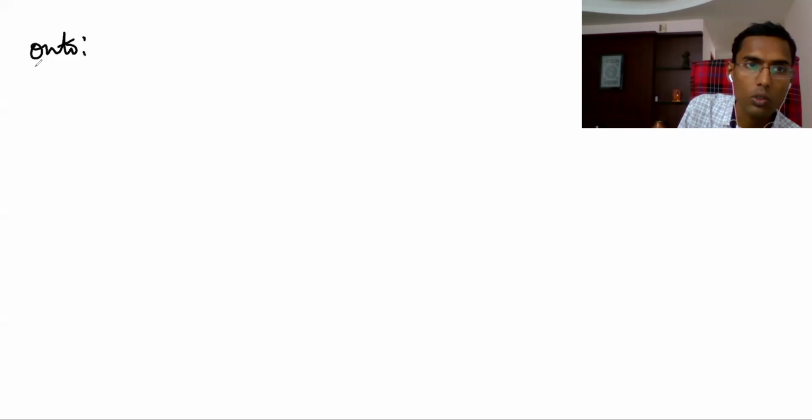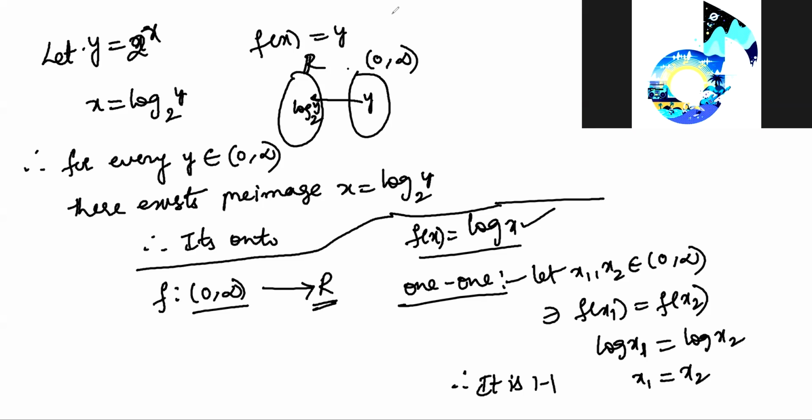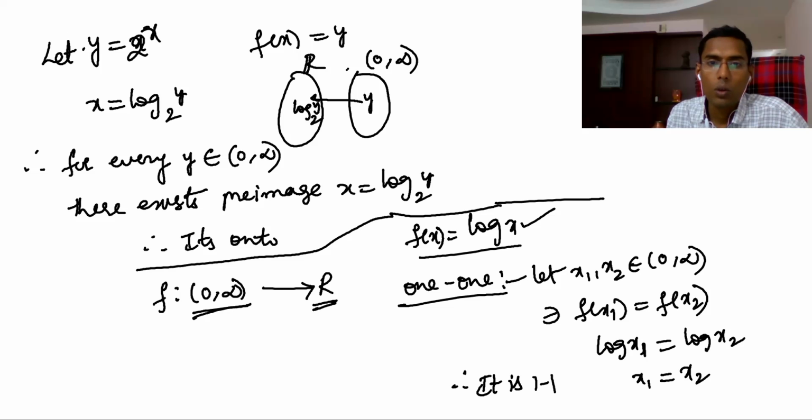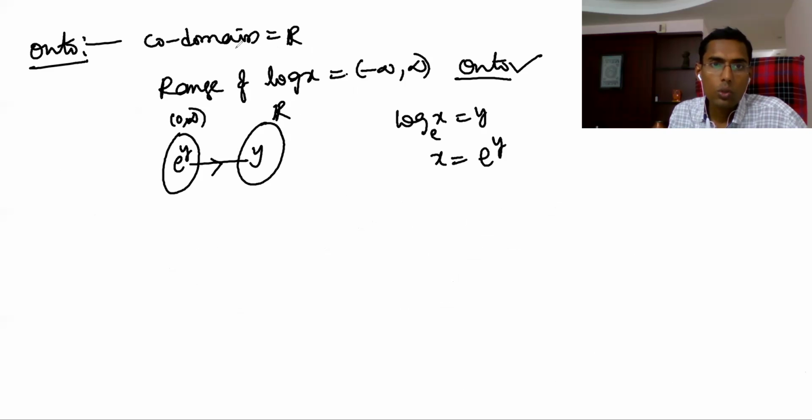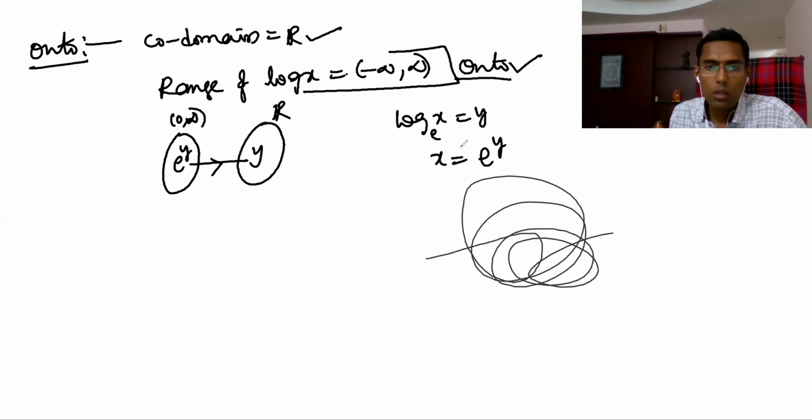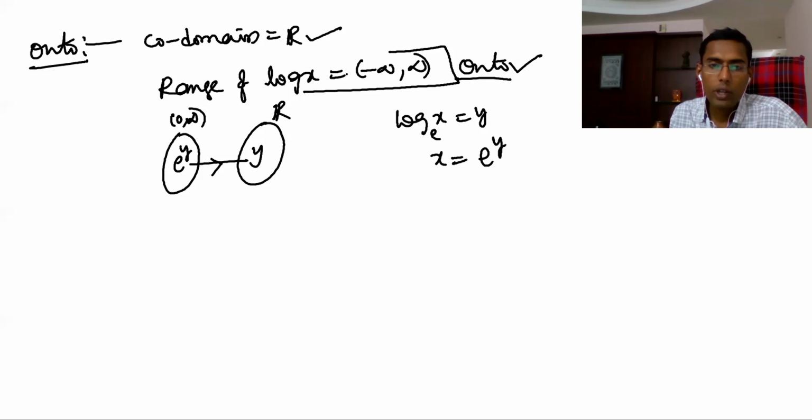How do you check onto? Okay, this is one-one. f(x1) = f(x2) gave us x1 = x2, therefore it is one-one. The codomain is all real numbers, and the range of log x is also all real numbers. Therefore, it is onto. Or if you find a pre-image, that pre-image is e power y. For every element y, there is a pre-image e power y in 0 to infinity. So it is one-one and onto.